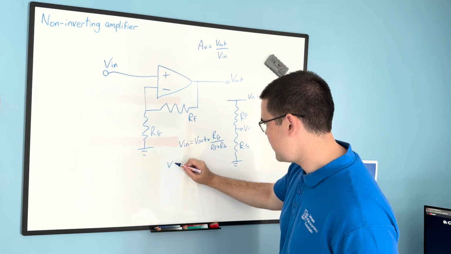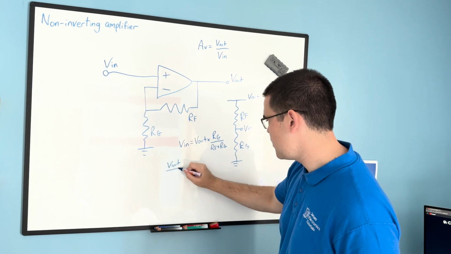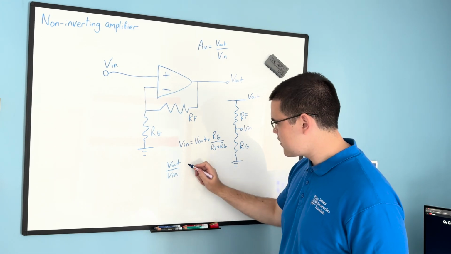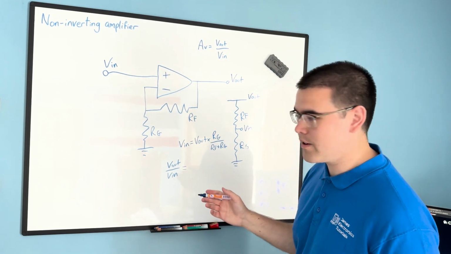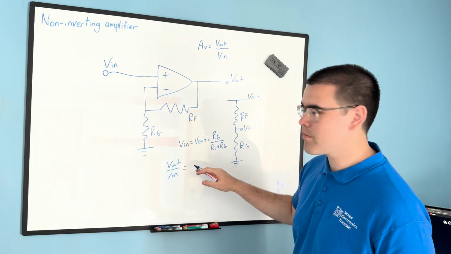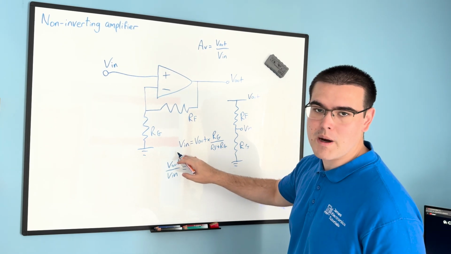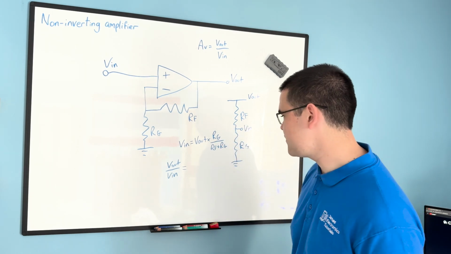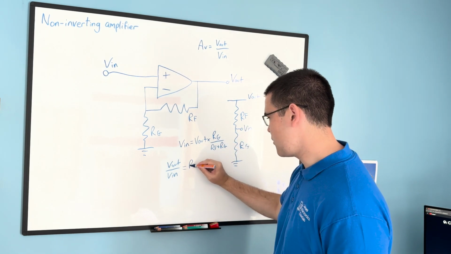We will do Vout over Vin. To fully explain what I'm doing here, divide both sides by Vin, multiply both sides by RF plus RG, then divide both sides by RG. So we end up with this.